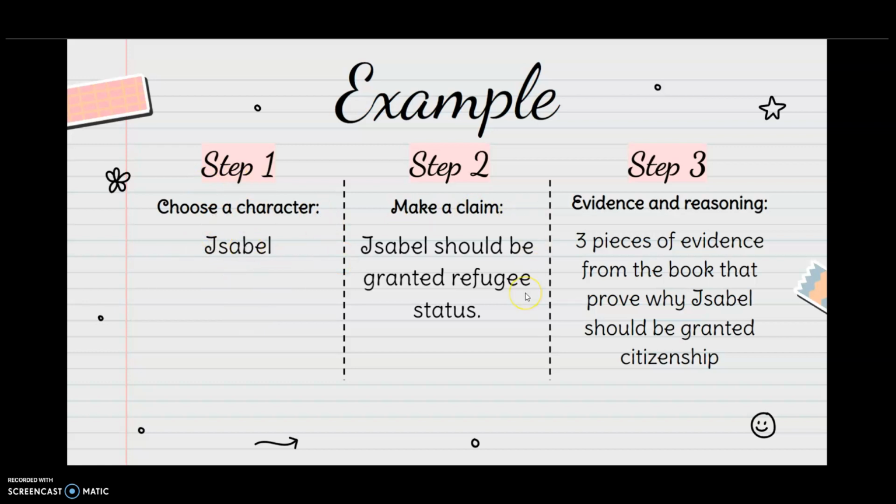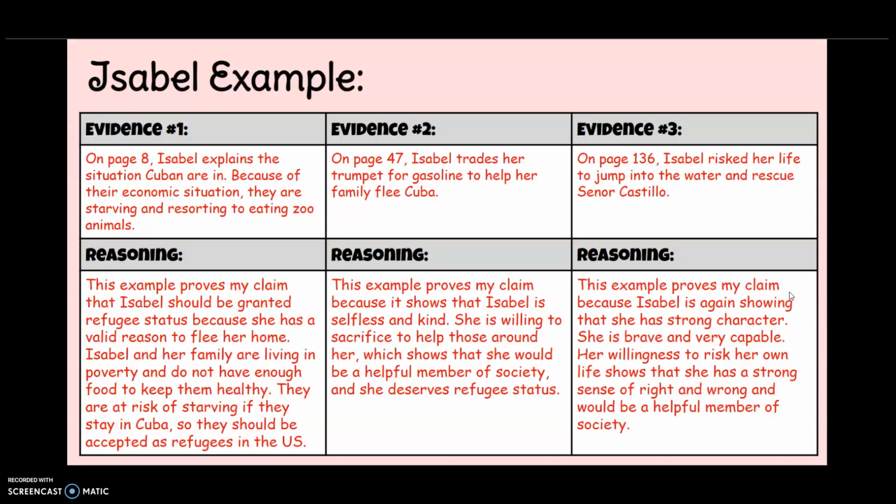Step 2, I would rewrite that question as a statement. Isabel should be granted refugee status. I might add something in here about into the United States. And then step 3, I'm finding those 3 pieces of evidence and explaining how they prove that she should be granted citizenship. Okay, so here are my 3 pieces of evidence.